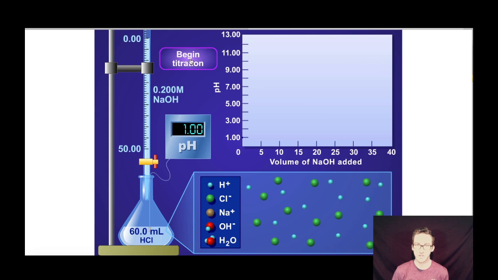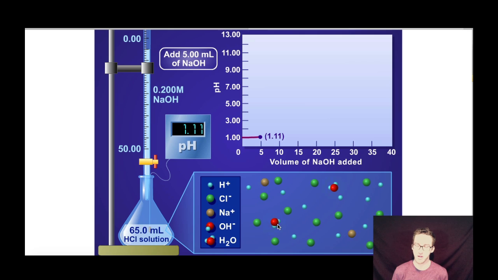Now, what we're going to do is carefully add specific amounts of our titrant until we reach our equivalence point. I'm going to start by adding 5 milliliters of sodium hydroxide. And notice that as I drop in the base, the hydroxide molecules react with, or neutralize, the hydrogen ions in solution to form water.